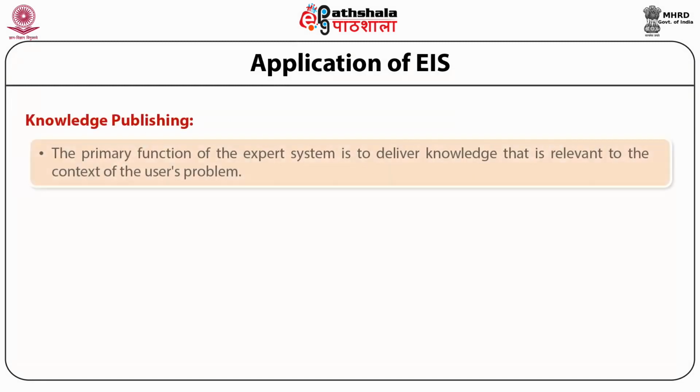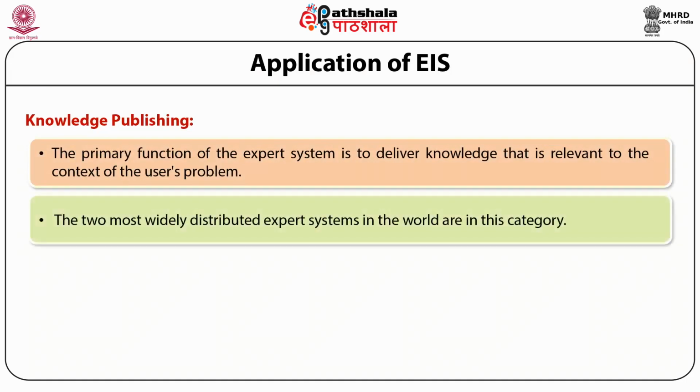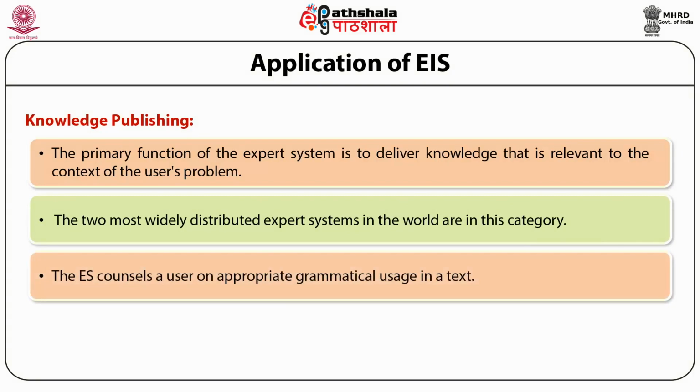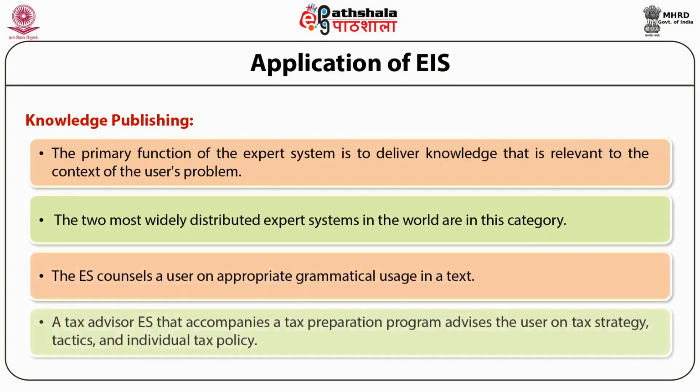Knowledge publishing. The primary focus of the expert system is to deliver knowledge that is relevant to the context of the user's problems. The two most widely distributed expert systems in the world are in this category. One expert system counsels a user on appropriate grammatical usage in a text. A tax advisor expert system accompanies a tax preparation program and advises the user on tax strategy, tactics, and individual tax policy.